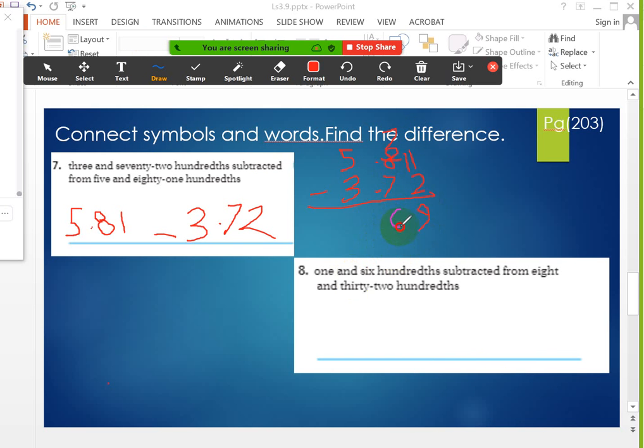Now, 7 minus 7. 0. Very good. Now, I will take the decimal point and put it here. 5 minus 3. 2. Very good. So, the answer, I will write it here. It's 2 point. Can you read it for me? 2.09. 9 hundredths. Very good.